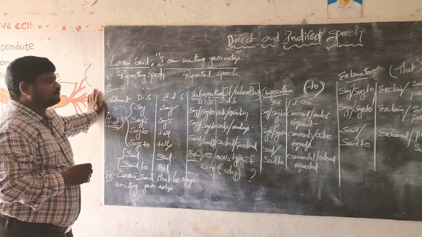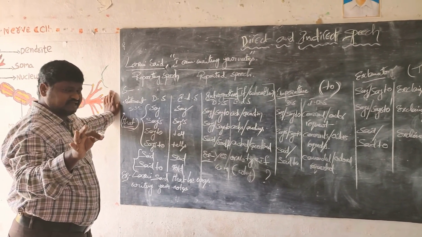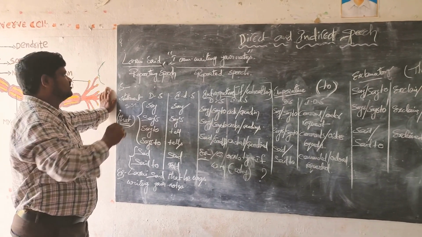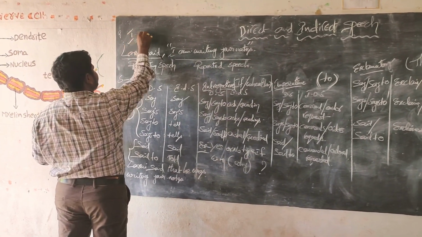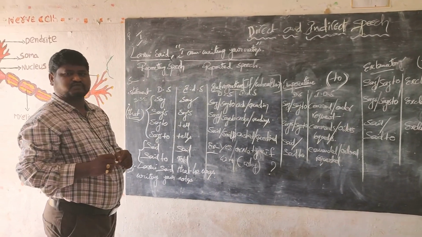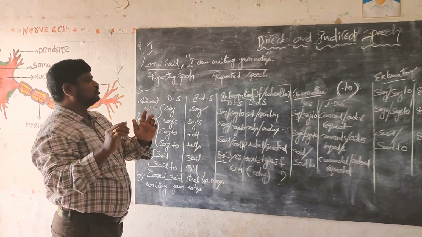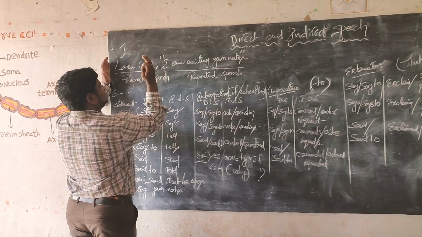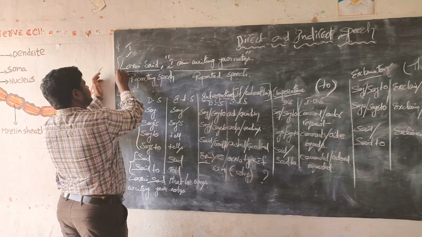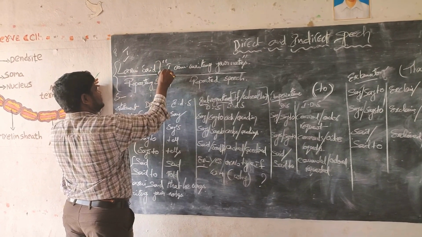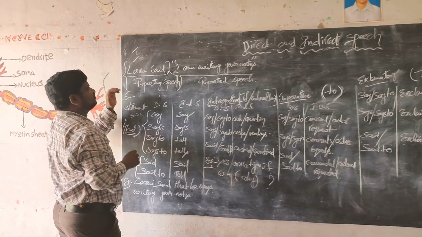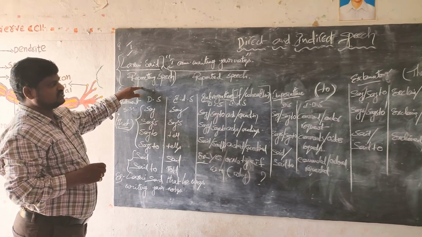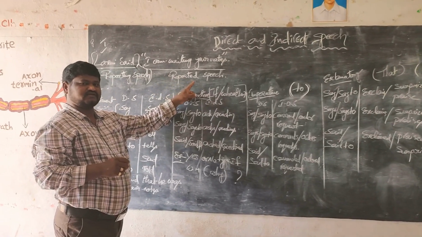My dear children, I am going to explain very clearly in four rules. The first rule: I am going to teach you the reporting speech, only this part. After finishing the reporting speech, I am going to explain the reported speech.